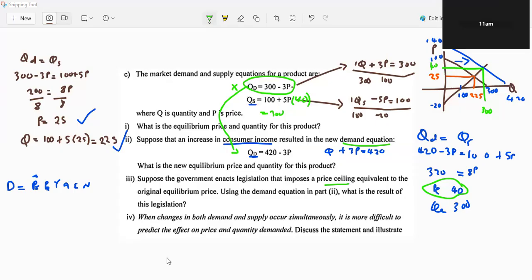So government has done what? Has decided to enact legislation. We're going to use the original equilibrium price. Our original equilibrium price was 25. So let's put 25 in here and 25 in here. So when we put 25, what are we going to get? When the demand is more than the supply, what do we call that? A shortage, right?